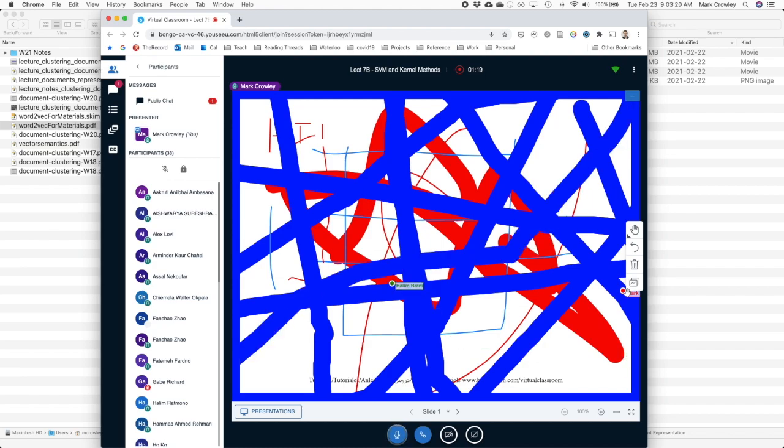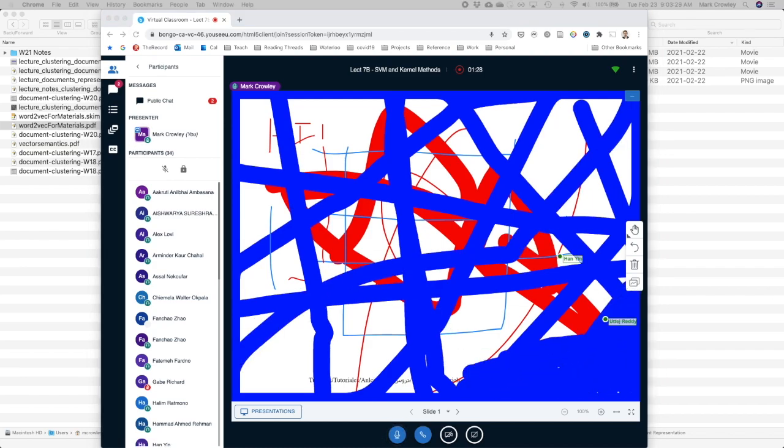Good morning, everyone. Still snowing for those keeping track outside of Waterloo. Snow, snow.